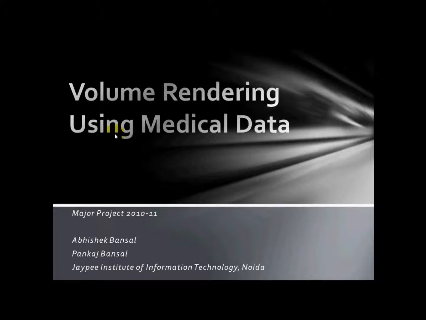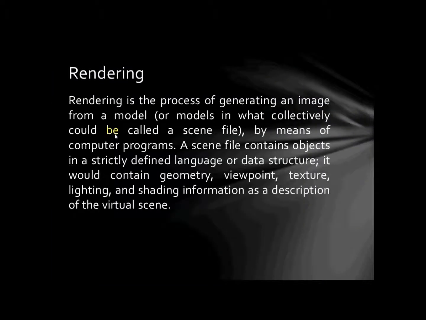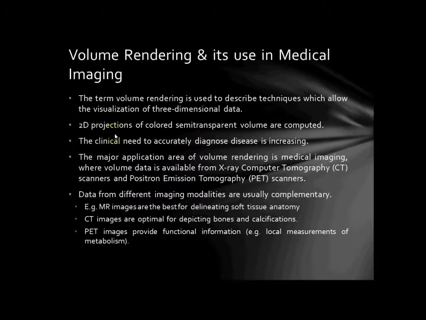So first of all, I will give you a brief introduction to my project. First of all, we should get to know what rendering is. Rendering is the process of generating an image from a model, or more precisely, a scene. A scene file may contain various objects, their geometry, viewpoint, texture, lighting, and shading information as a description in it. From this scene file, we have to generate an image, and the whole process of generating the image is called rendering.